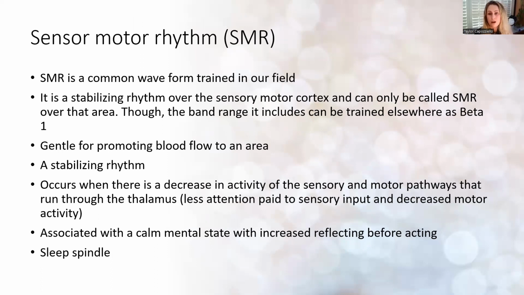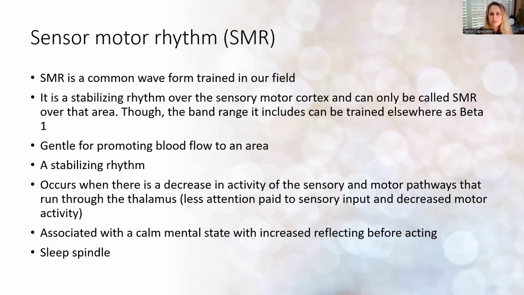SMR is one of the more common waves that we train in our field. It's a stabilizing rhythm over the sensory motor cortex and can only be called SMR over that area, though the band range it includes can be trained elsewhere as beta 1. This band range is gentle for promoting blood flow to an area, which we're going to see next in the perfusion chart, and it's one of the reasons it's helpful for migraines, by gently activating an area.